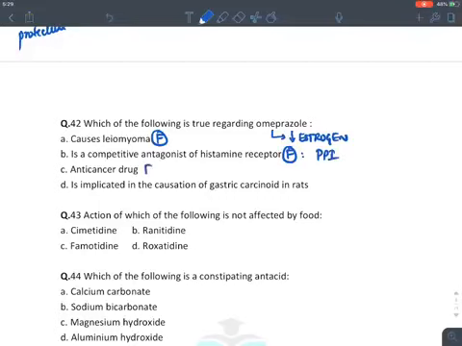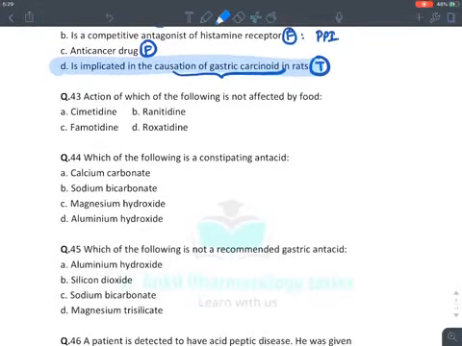It's a PPI. It's an anti-cancer drug. False. It is implicated in causation of gastric carcinoid tumors in rats. It's absolutely true. We have already seen the long-term side effects of proton pump inhibitors. They may cause gastrinomas in rats.